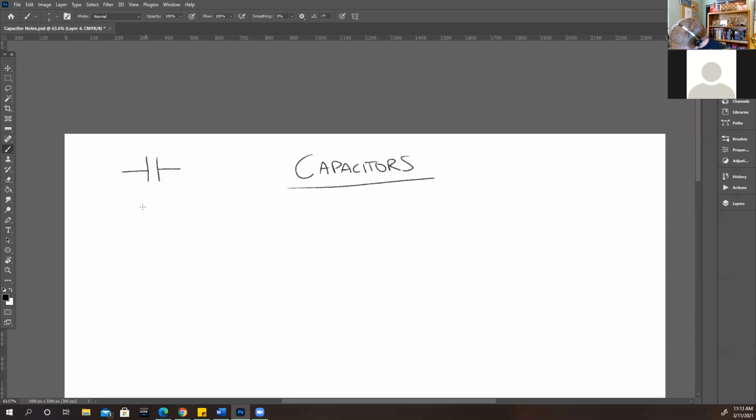So that's a good thing to write down: capacitors store charge. What good is that for? So why would we need a capacitor when we have a battery? Batteries produce a lot of charge over a long period of time. Why would we need a capacitor?